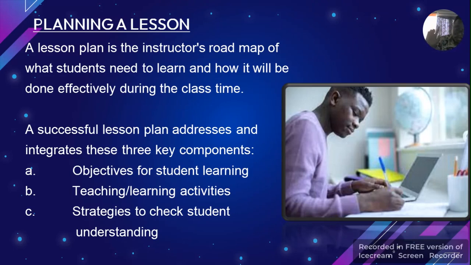So we are saying that a successful lesson plan has 3 key components. 1 is the objectives for the student learning. 2, teaching or learning activities, the activity that the children will partake in, that will help them. Then the third one is the strategies to check the student understanding. So these three key components can help you to successfully plan your lesson.